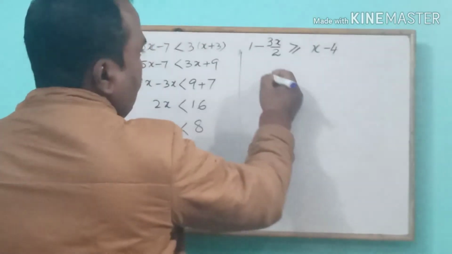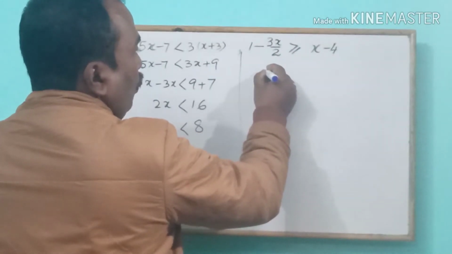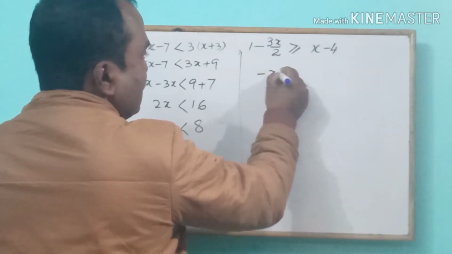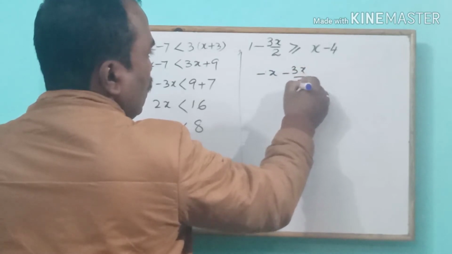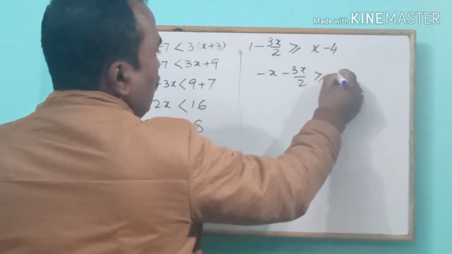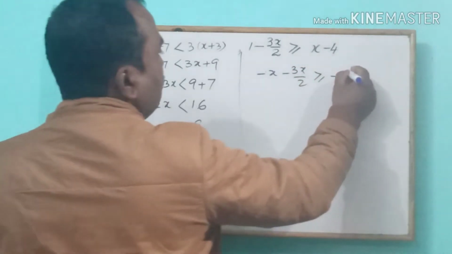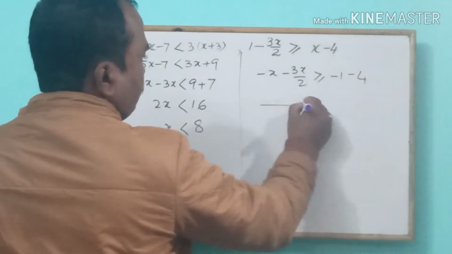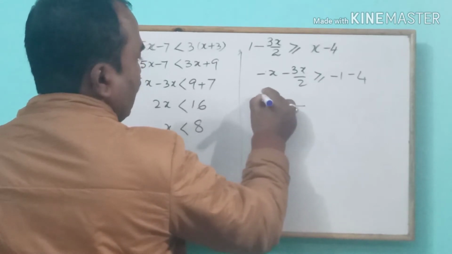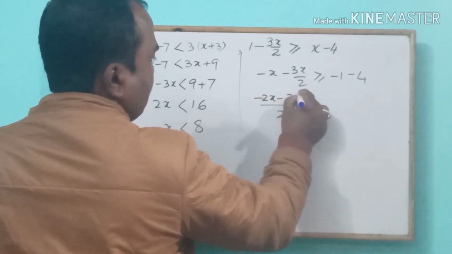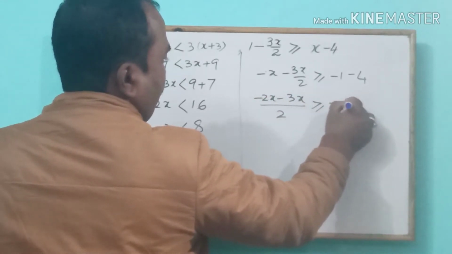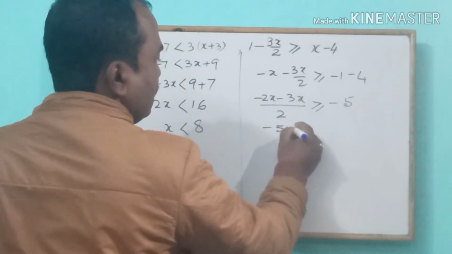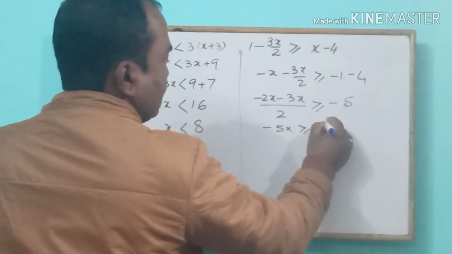Okay, now this side, we transpose all the x first. So minus x minus 3x by 2 is greater than or equal to minus 1 minus 4. Taking LCM, 2 minus 2x minus 3x is greater than or equal to minus 5, or minus 5x is greater than or equal to minus 10.